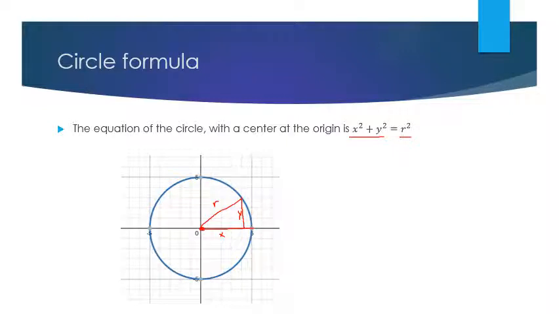But because you want the collection of all of them, you make a general formula in the form of x squared plus y squared equals r squared. And in this particular situation, we know the radius is 5. So the equation for this would be x squared plus y squared equals 25, which is 5 squared.